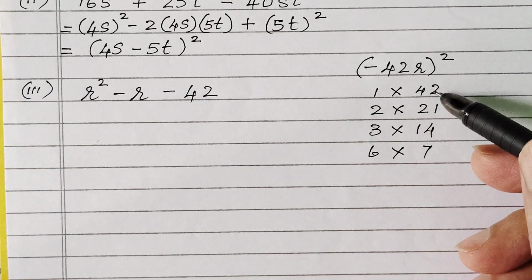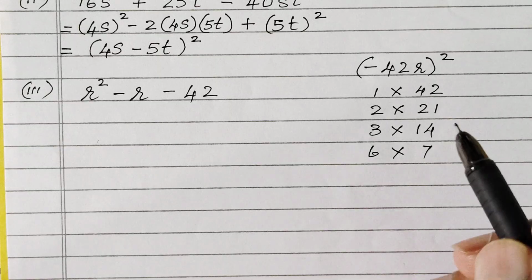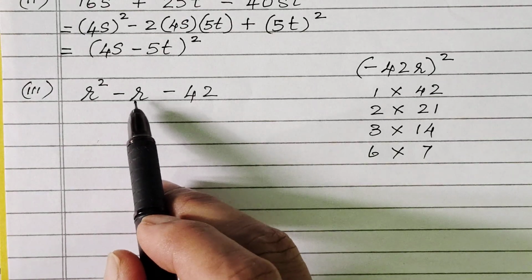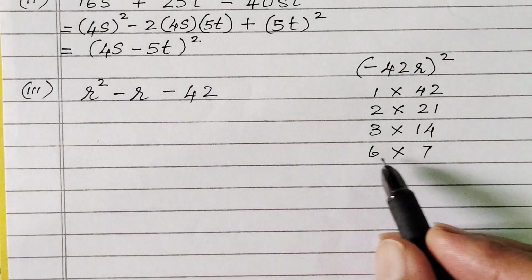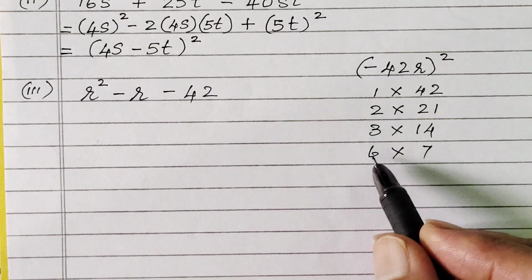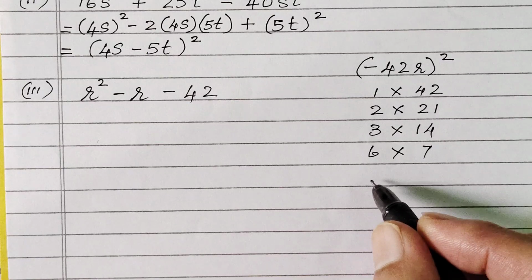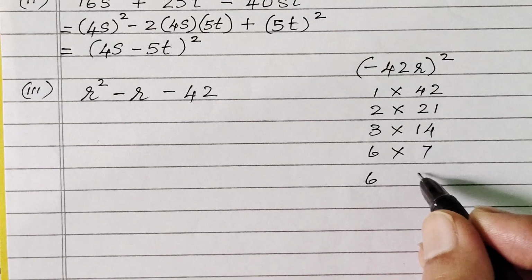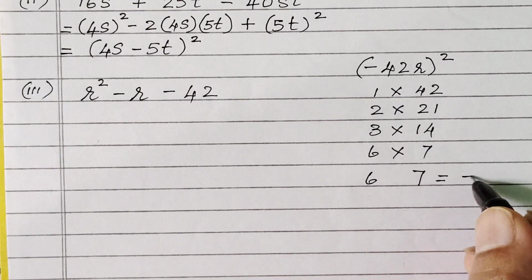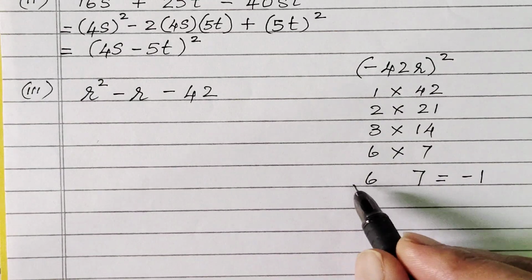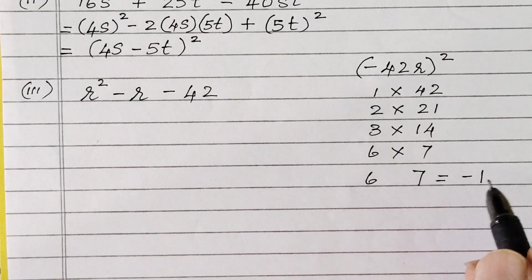Here we have got some pairs of factors. I have to find out which pair can give me minus 1. I want 1 here now. So from this pair I can get 1. So here I want minus 1 because the middle term is minus 1. So what signs do I have to give so that I'll get minus 1?